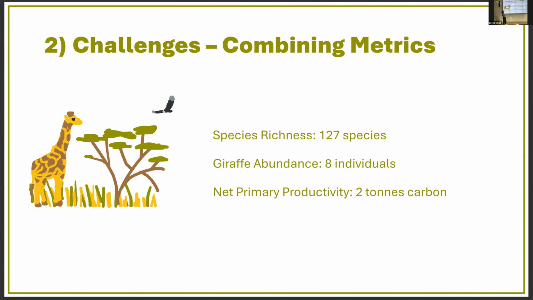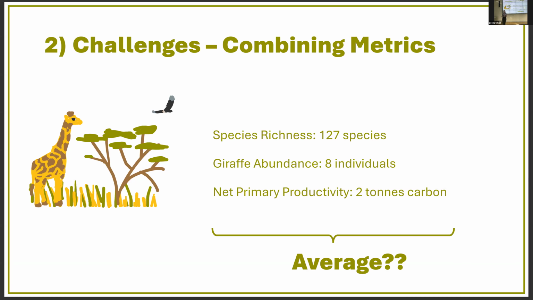So let's say we've got our savanna. I actually think that's way too many species, but whatever, it doesn't matter. Let's say this savanna has 127 species. We've got 8 giraffes, and our net primary productivity is estimated at 2 tons of carbon. And now we need to bring that together into one value. How do you take the average of values that are measured on such different metrics, on such different scales? You can't just take the average of those numbers. That would be insane. That would mean that any change in species richness will just dwarf our average value. So you can't do that.